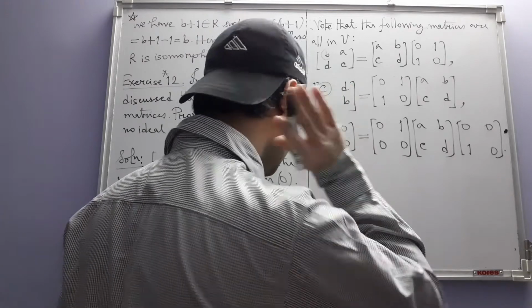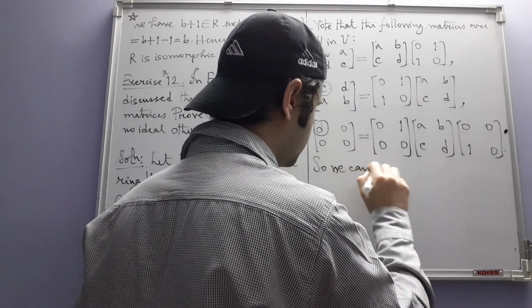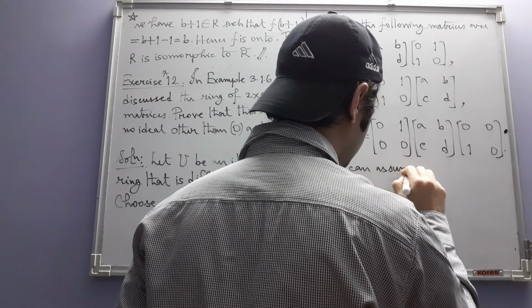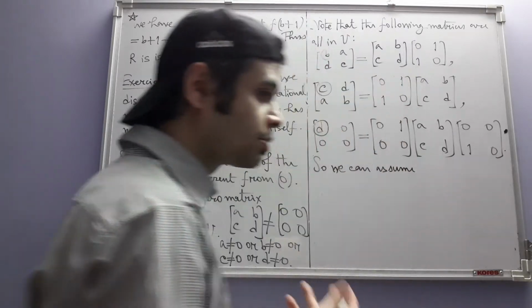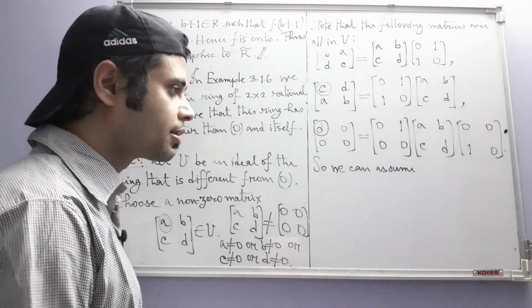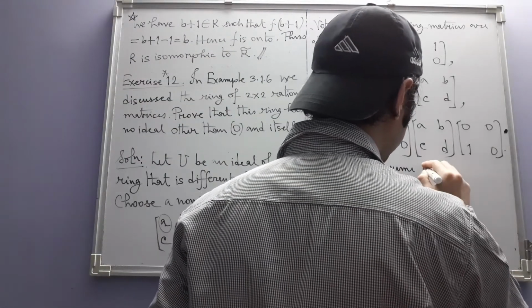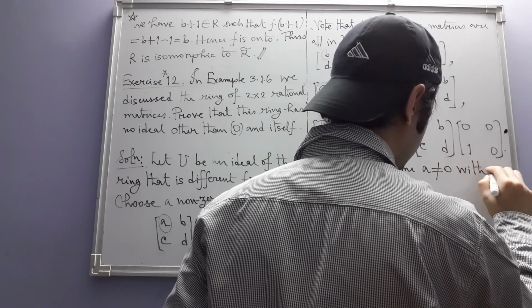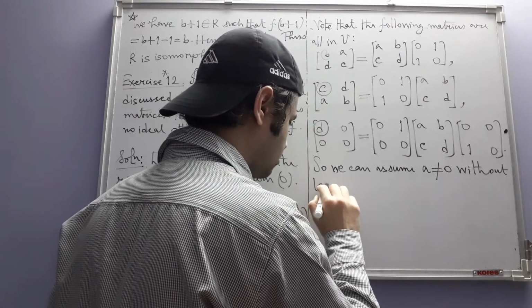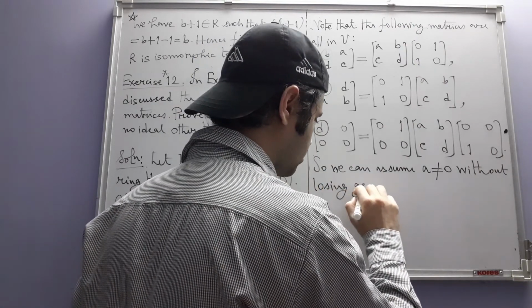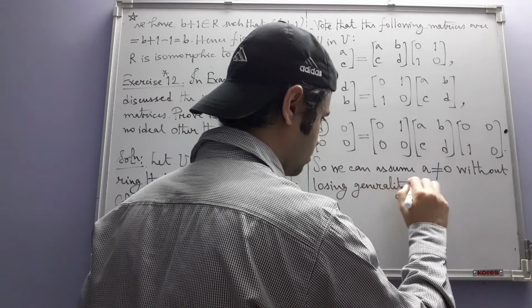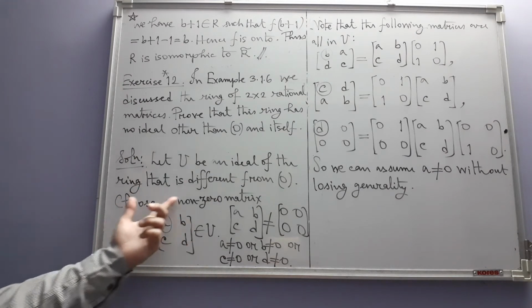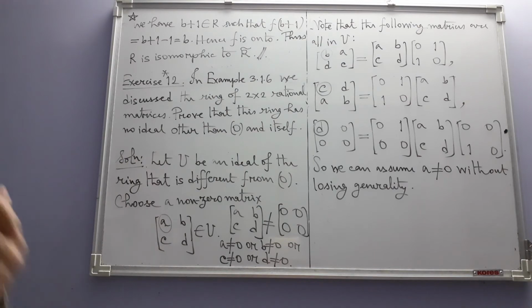Okay, so that's why I write next. So we can assume A is not equal to 0 without losing generality. Okay, so at once I can consider a matrix where the first row, first column entry is non-zero.